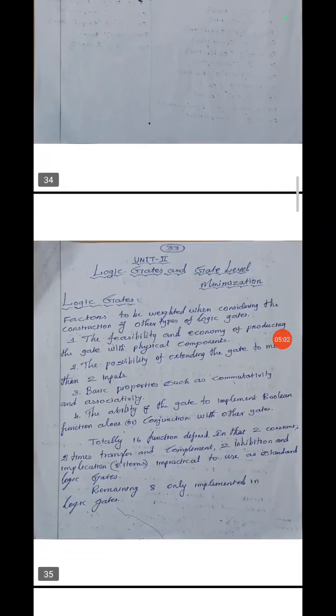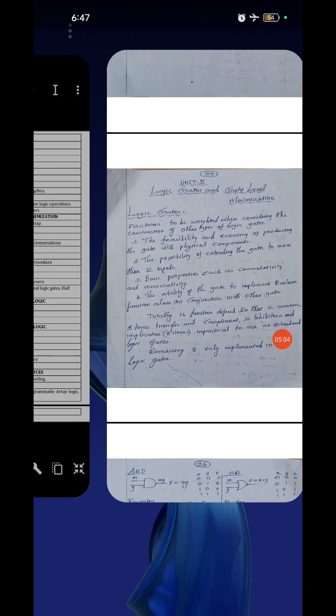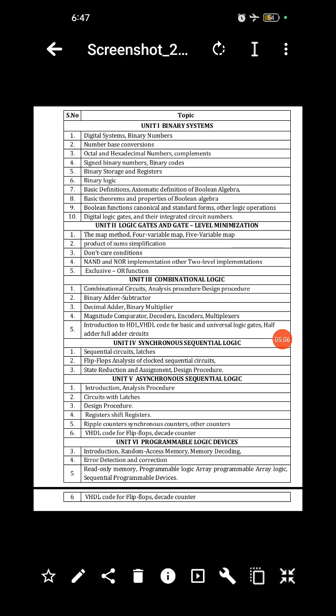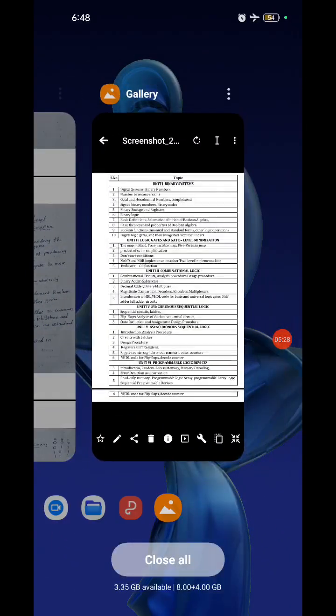The next we are going to see unit 2. In unit 2, it's logic gates and gate level minimization. In unit 2 we have the map method. K-map: 4 variable, 3 variable, 5 variable. Then sum of product simplification, product of sum simplification, don't care conditions. Then NAND and NOR implementation. These are the topics in unit 2.